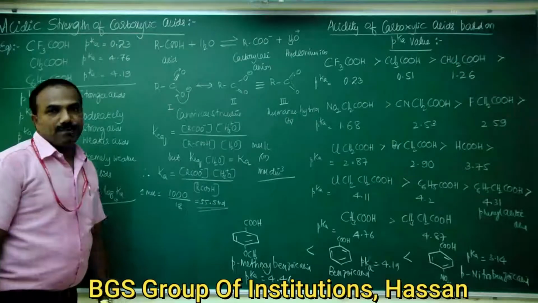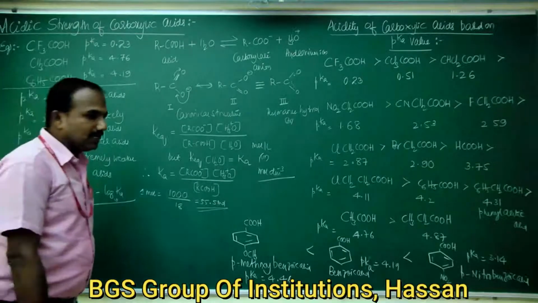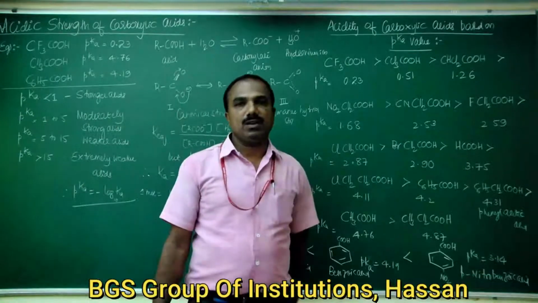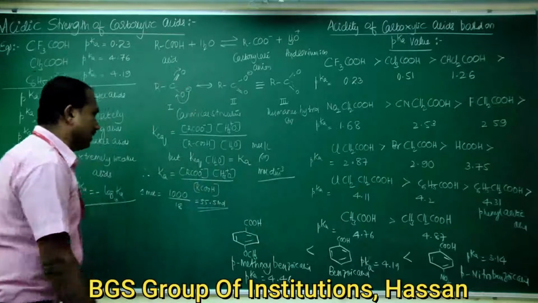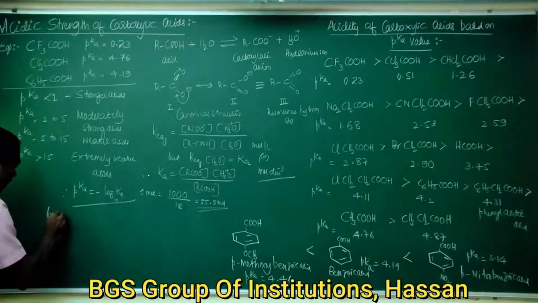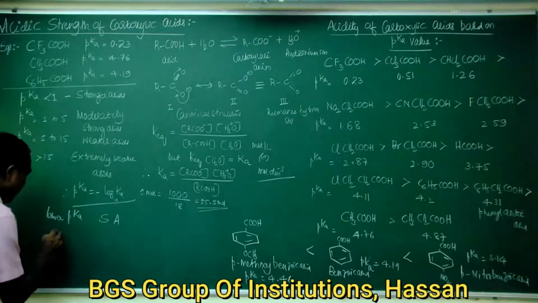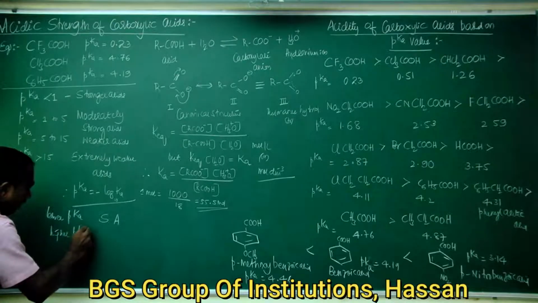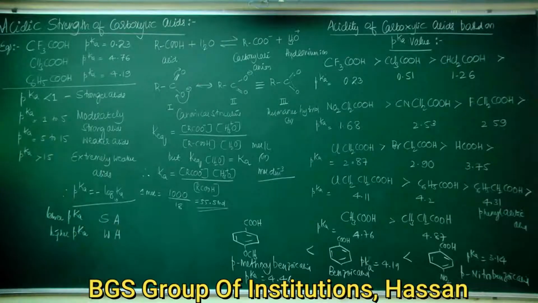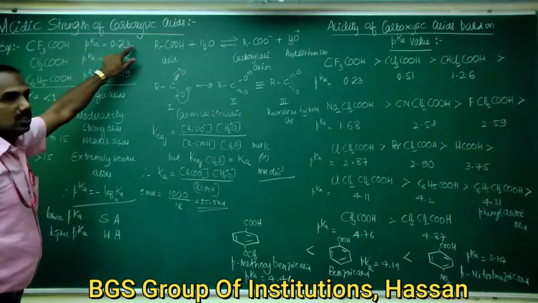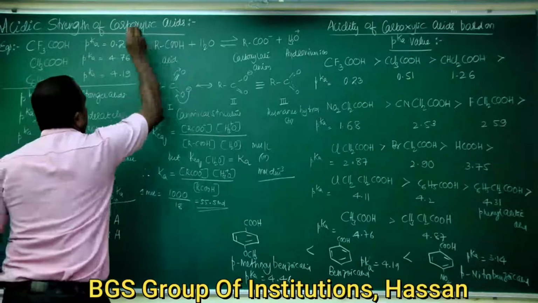Some important points about the acidity of carboxylic acids: the lower the value of pKa, the stronger is the acid. The higher the value of pKa, the weaker is the acid. So if the pKa value is lower, the acid is stronger; if the pKa value is higher, the acid is weaker. Therefore, among the three acids, trifluoroacetic acid is the strongest acid because it has the lowest value of pKa.